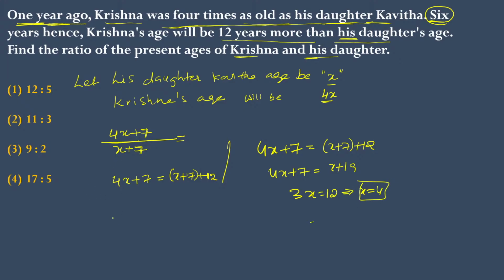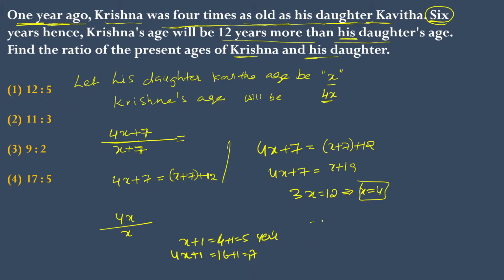Here x is Kavita's age 1 year ago. So, the present age of Kavita is x plus 1, so 4 plus 1 we get 5 years. Kavita's present age is 5 years. And what about his father? 1 year ago his father's age is 4x, so we need to find his present age: 4 times 4 is 16, plus 1 we get 17.